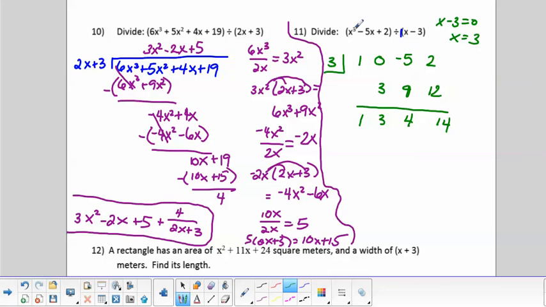So if you start with x to the third and you divide by x to the 1, your answer starts with x squared. So this is 1x squared plus 3x plus 4 plus, remember this is your remainder, so 14 over the divisor. The divisor was x minus 3.